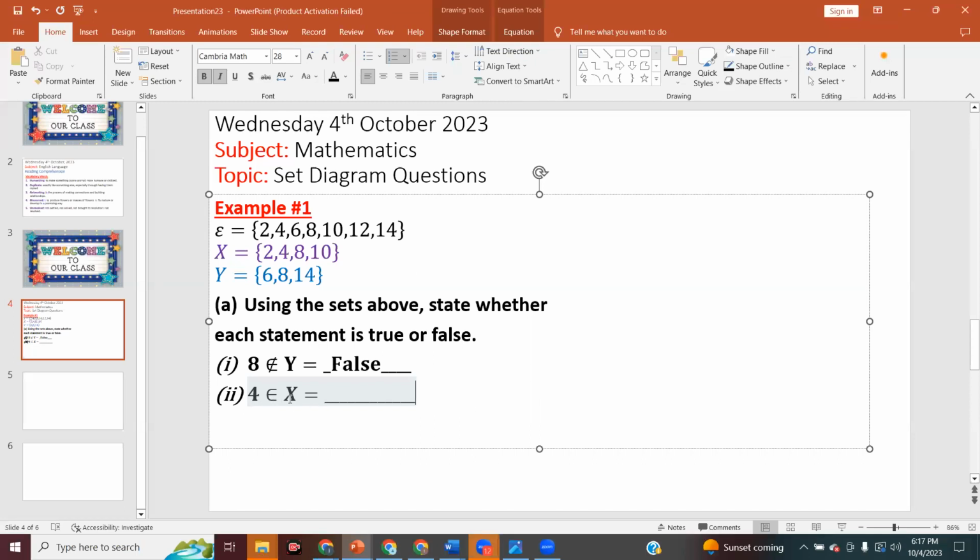4 is an element of X. Is that true or is that false?